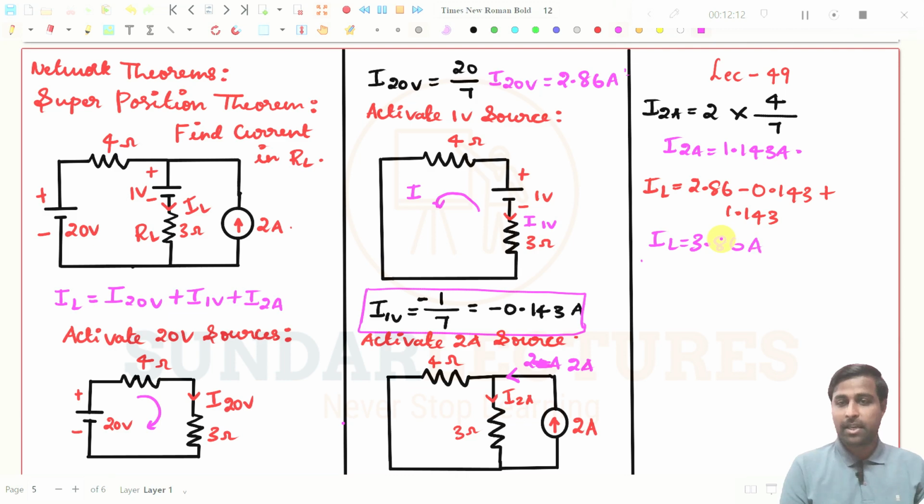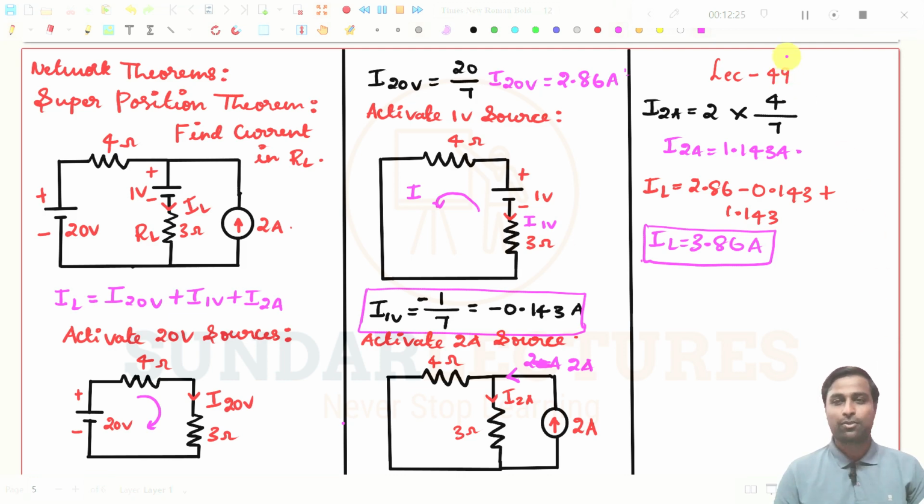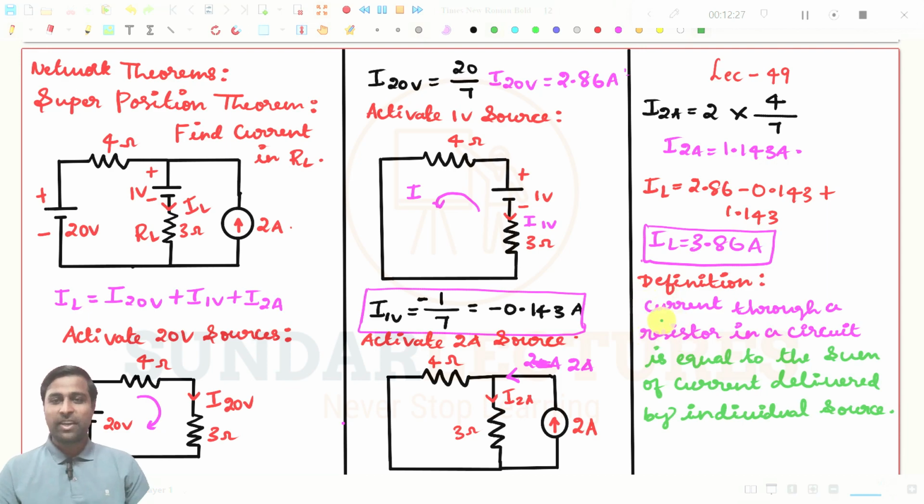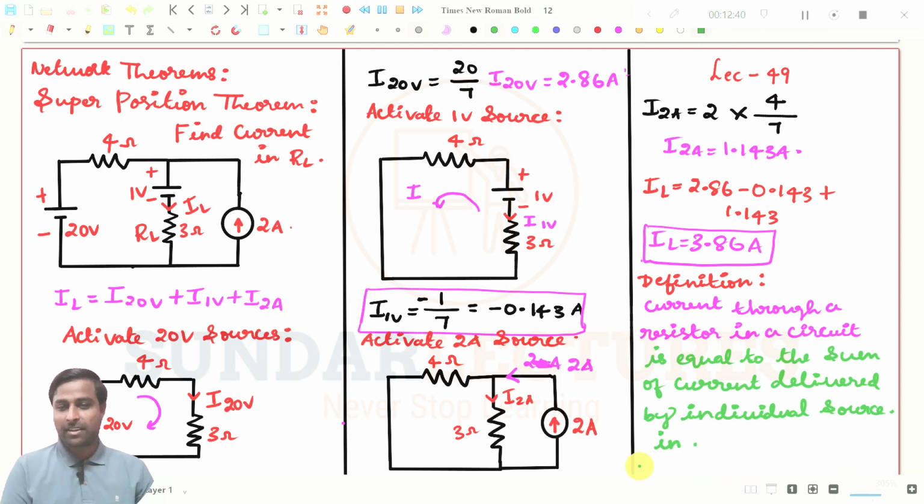3.86 amperes. So that is the IL value. Right? So now what we will do? We will write the definition now, because we know what the superposition theorem really means to us. The definition will be: current through a resistor in a circuit is equal to the sum of the current delivered by individual source in the resistor. So this is the definition of superposition theorem.